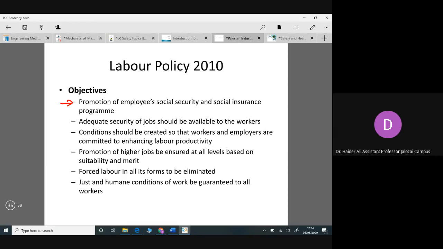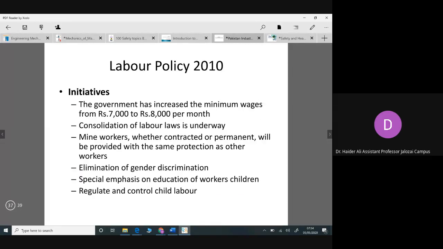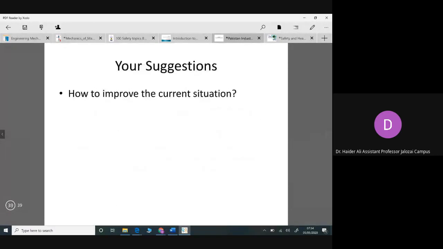Promotions to higher jobs be ensured at all levels based on suitability and merit. Forced labor in all its forms should be eliminated. Just and humane conditions of work be guaranteed to all workers. Just and humane conditions, meaning a safe and healthy environment. So again, I'll skip this and move on to the next topic.